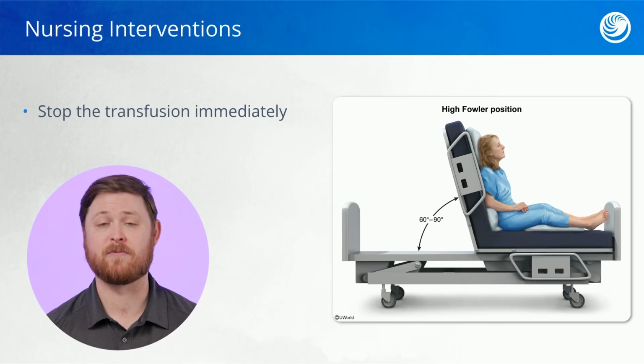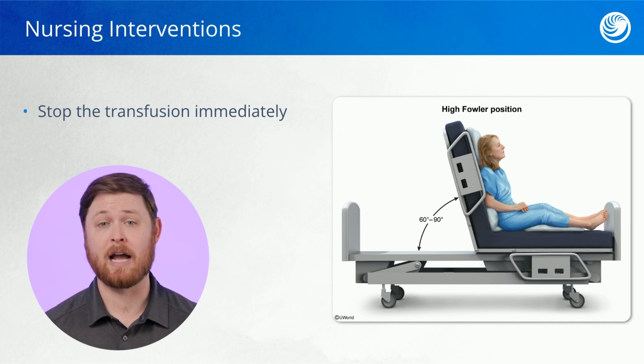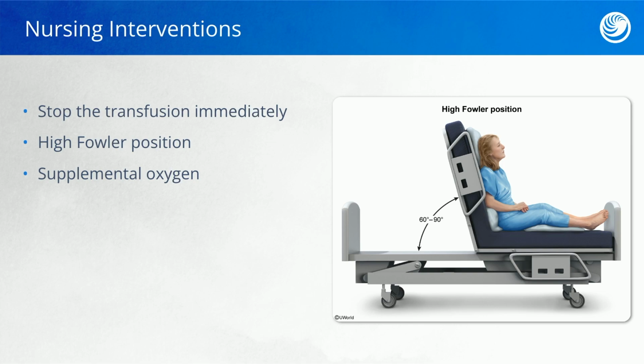When we suspect that TACO has occurred, we should treat this like we would with any other type of blood transfusion reaction. And if the blood product is currently infusing, we should stop that blood transfusion immediately. Once we do this, we want to position the client in a high Fowler position and apply supplemental oxygen. This will help to increase the amount of oxygen available for gas exchange and help to promote lung expansion in order to maintain adequate perfusion of tissues throughout the body.